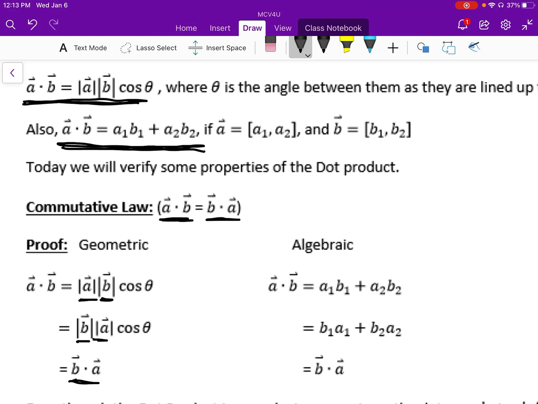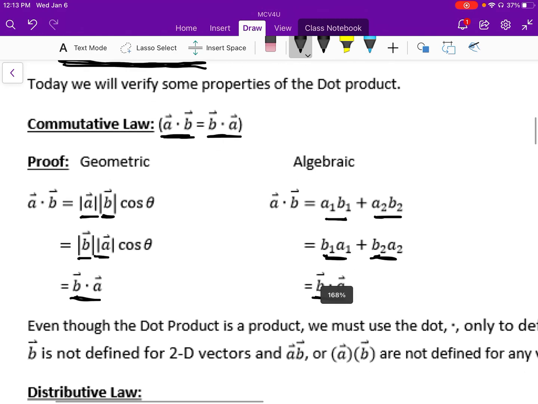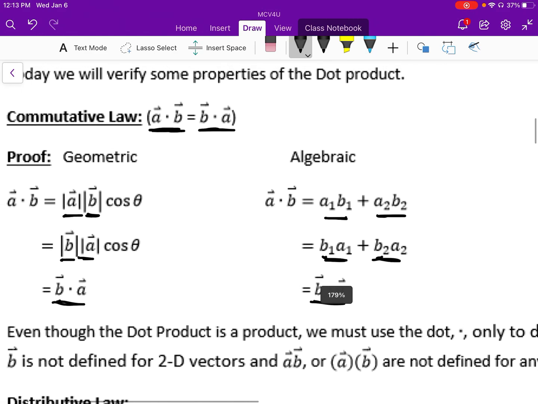If we were to try to prove it algebraically, on the right-hand side here, you can see a very similar result: A1 times B1 plus A2 times B2. All four of those numbers are scalars. We can use the commutative property for each of those, switch them around, and we end up with B dot A. So the commutative law holds true for the dot product. And we'll use that a little bit later as well.